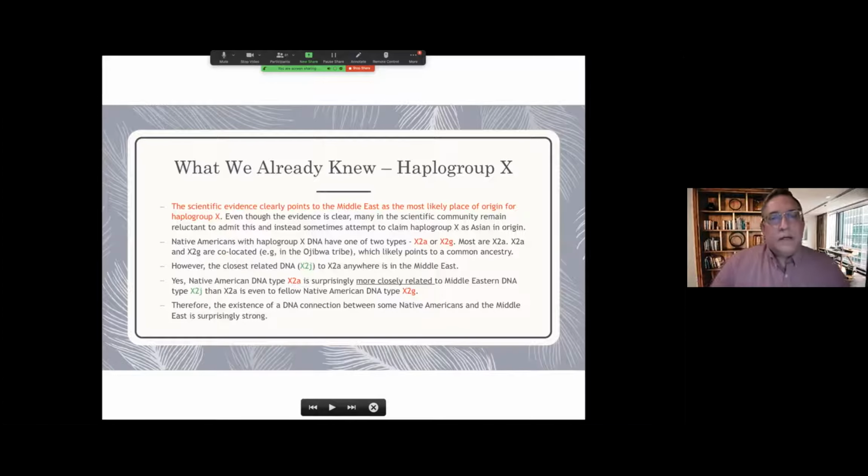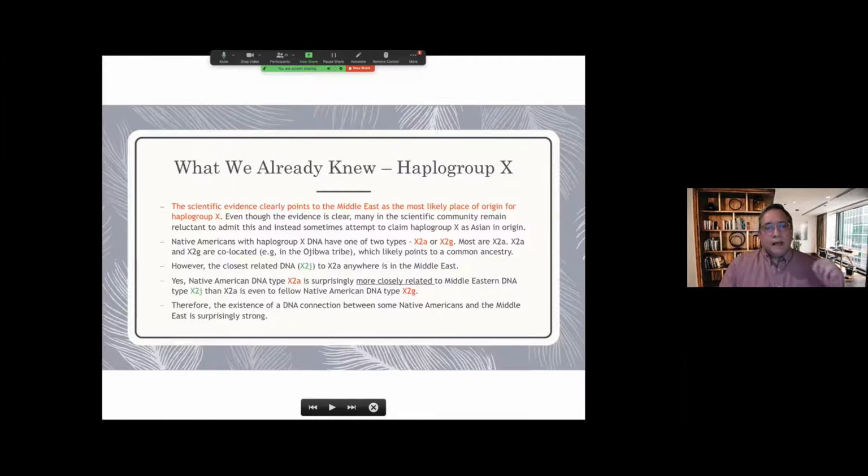Okay, so again, fitting with what I had said before, the Middle East is the most likely place of origin for haplogroup X. Sometimes critics say that maybe it came through Asia from the Middle East. Now there's another piece of it that's even more interesting.